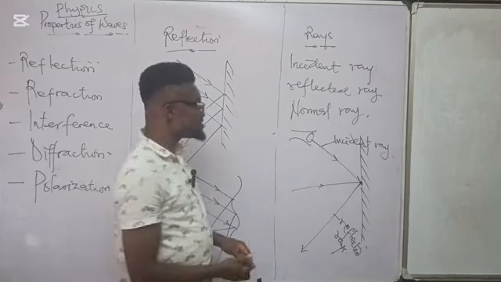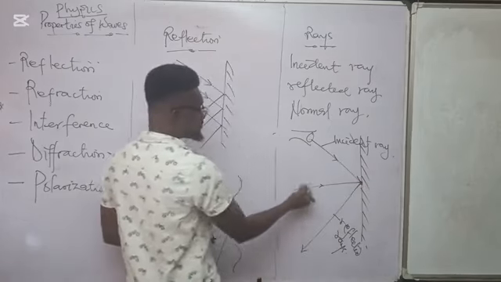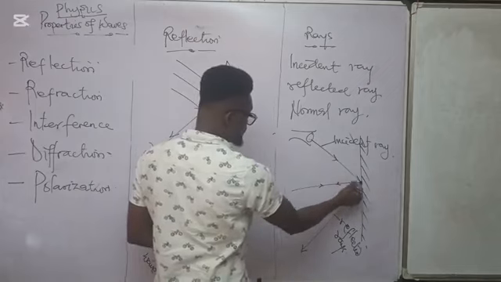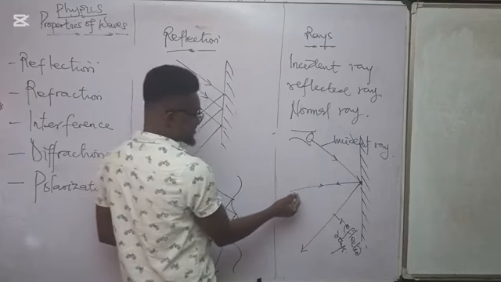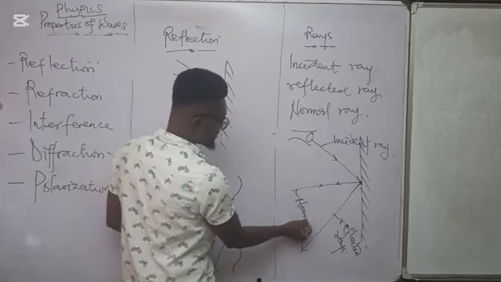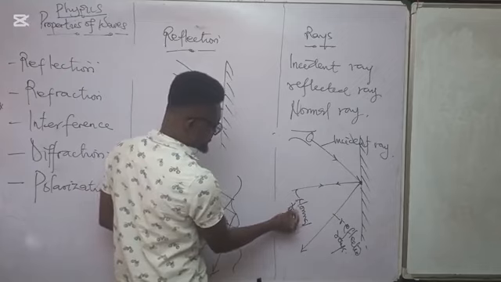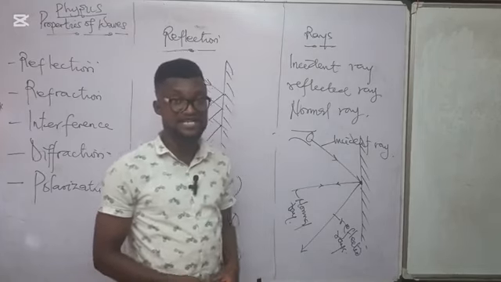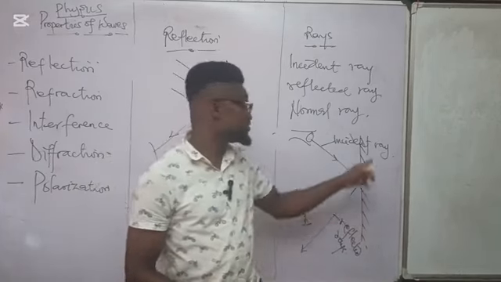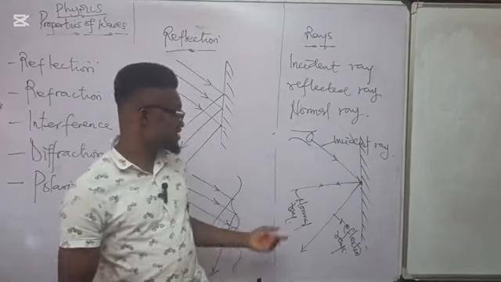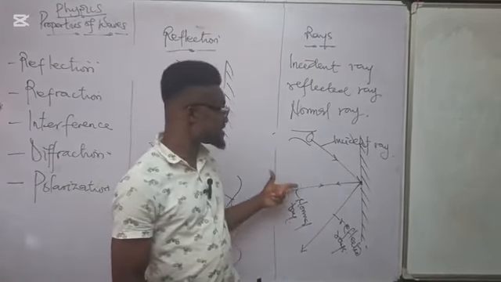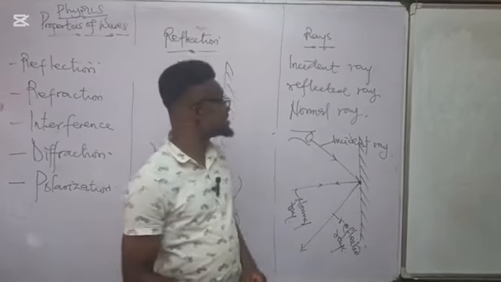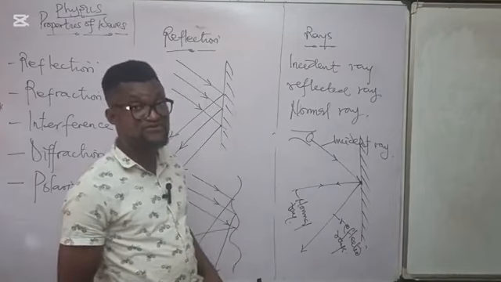Now, the line that is perpendicular to the surface, any ray that passes through it must also return back through that same path. Hence, we term it the normal ray. The line itself is said to be the normal line, because a normal line is a line that is perpendicular to a reference line. So the normal ray is a ray that passes through the normal line. Now that gives the 3 rays we have under reflection.